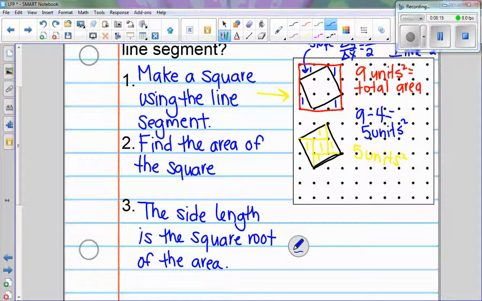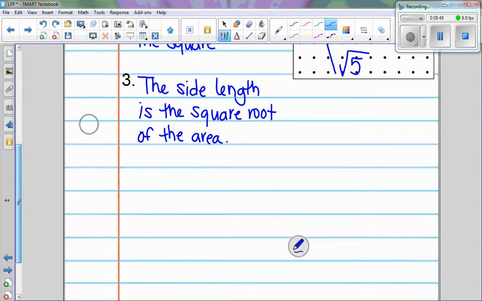So in this case, if I know that this total area is 5 units squared, the side length right here is going to be the square root of 5. If the total area is 17, the side length is going to be the square root of 17. If the total area is 16, the side length is going to be 4. Oh, you guys are good. I was going to try and get you, but you're good.